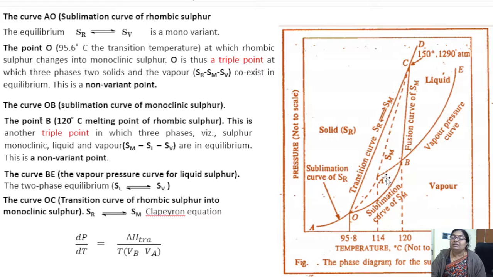Another thing to know is that if we extend the OA curve, OA dash here, it is called a metastable equilibrium that exists there. This is another triple point, at 114 degrees centigrade.